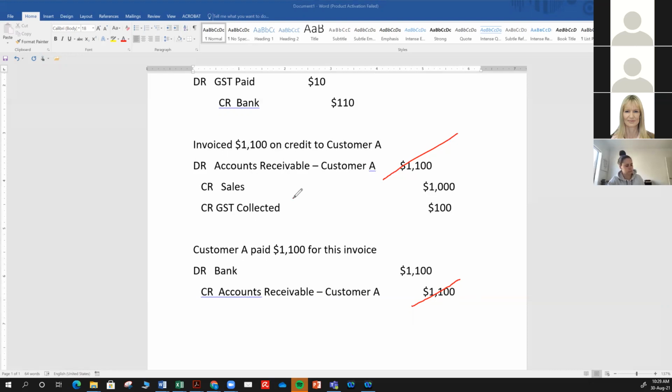And then GST collected is only at one point in time, nothing else. Okay, guys, that's one point in time, when the invoice is being created.